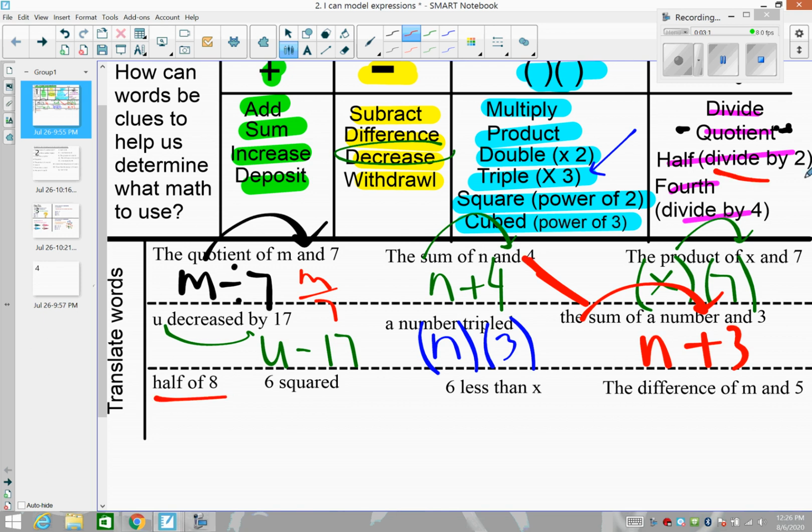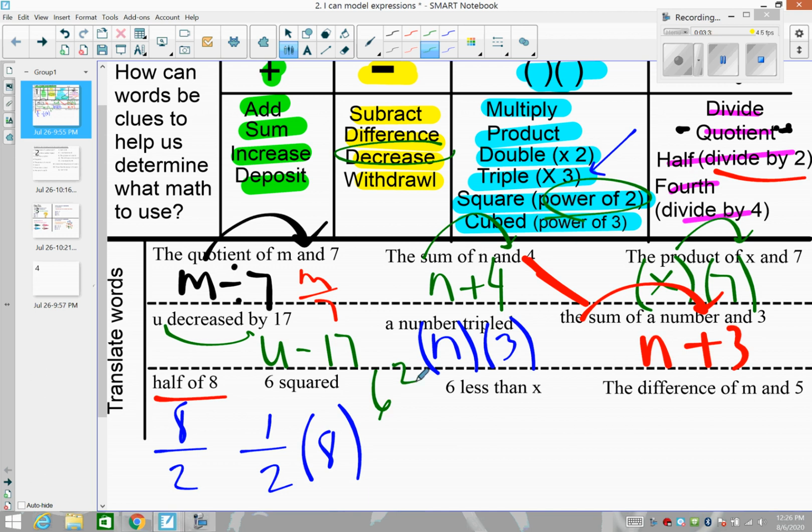When you half something, you divide by 2. So you have two options here. You can say that I'm going to take 8 and I'm going to take half of it. Or you can also do multiplication, 1/2 of 8. Either way, you would end up with the value of 4. The term squared. Squared means to the power of 2. So 6 squared would be 6 squared. Of course, you could write that also as 36. But I'll just leave it like that right now.